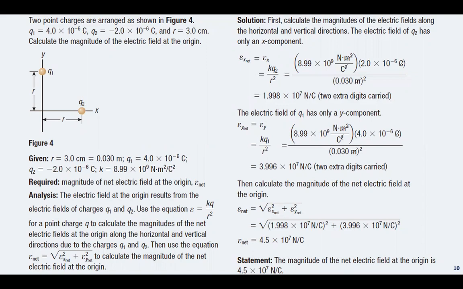Then we calculate the magnitude of the net electric field at the origin, which is the square root of epsilon x net squared plus epsilon y net squared. This gives us 4.5 times 10 to the power of 7 newtons per coulomb. This question does not ask us to find the direction, so you can stop here. Then make the final statement: the magnitude of the net electric field at the origin is 4.5 times 10 to the power of 7 newtons per coulomb.